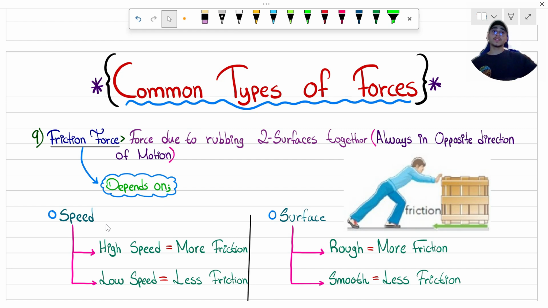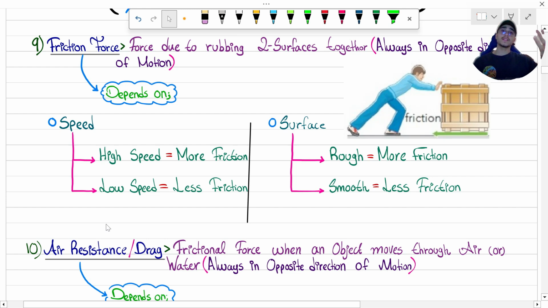What does friction depend on? It depends on two main things, the speed and the surface. The faster the speed, the more friction. The less the speed, the less friction. It also depends on the surface. If there's a rough surface, there's going to be more friction. On a smooth surface, since sliding or rubbing is easier, there's going to be less friction.